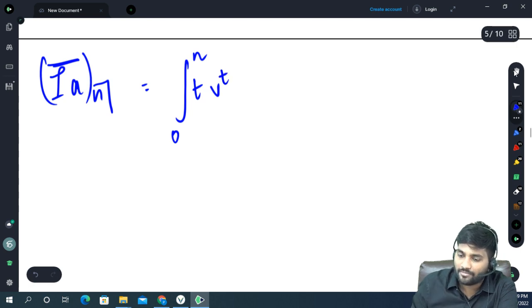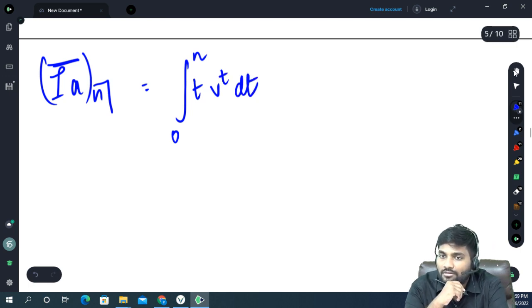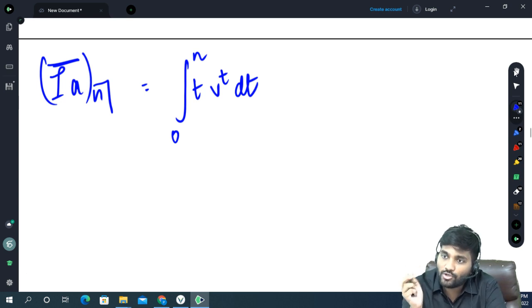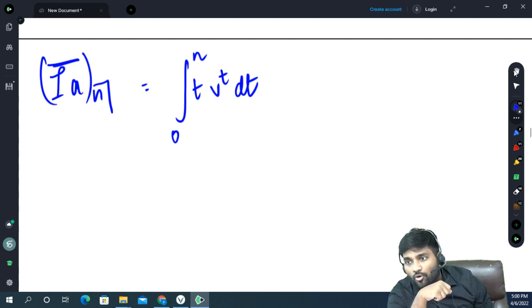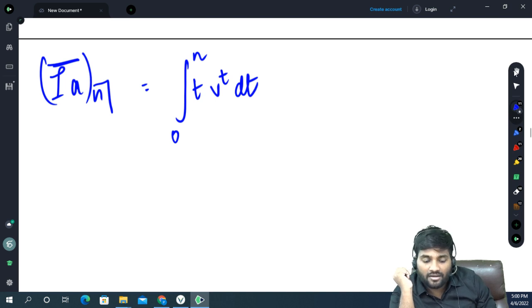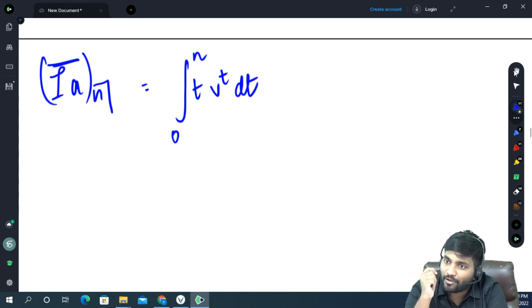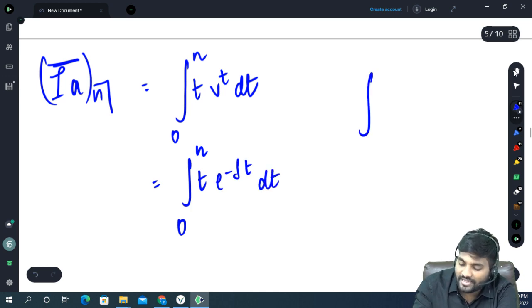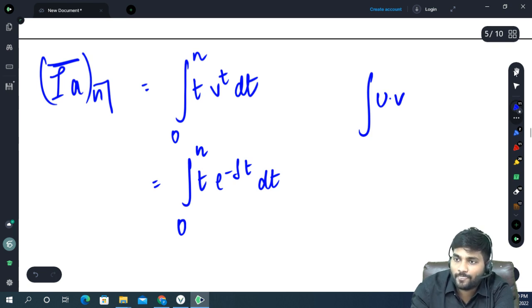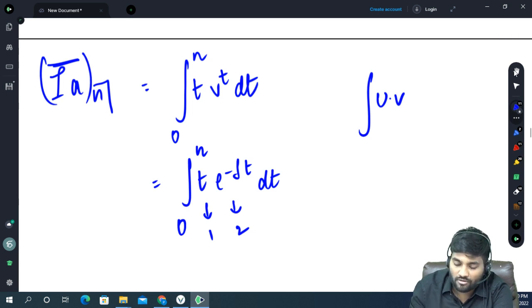Discounting factor v to the power t into dt. So basically what have we done? This is simple increase, so at time t the payment amount will be t only. And we need to bring that money from time t to time 0. So that is why the discounting factor v to the power t into dt and integration 0 to n, because the payment is continuous. So now integral 0 to n of t e to the power minus delta t dt. So the integration u into v rule we need to apply. Okay, ILATE rule. So this is the first function and this is the second function. Now solve and get the answer.